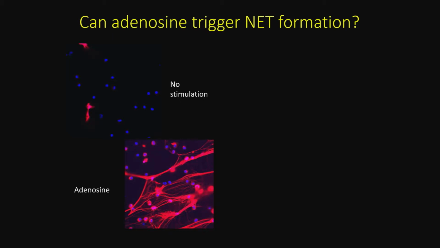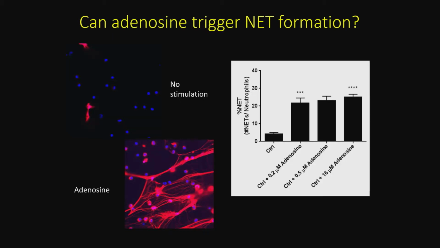We see this across a range of concentrations, and as Dr. Hirschfeld mentioned, 0.2 micromolar is probably about the level of concentration you may expect to see in inflammatory sites, all the way up to supraphysiologic levels, 16 micromolar. But you can see we see robust NETosis across a range of these concentrations.